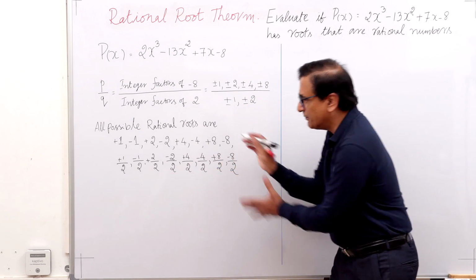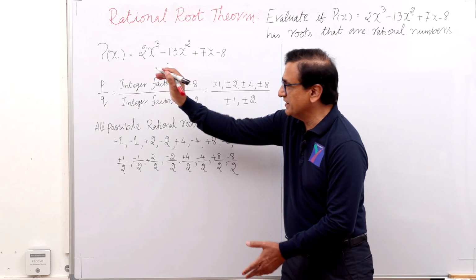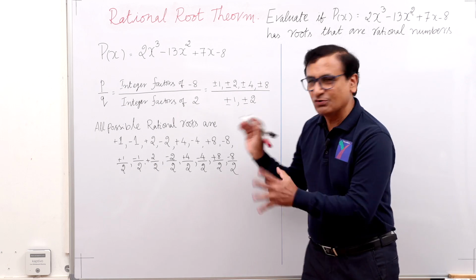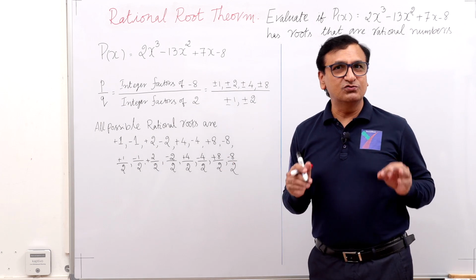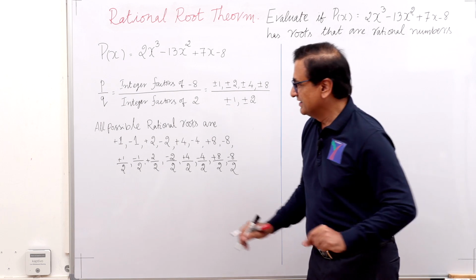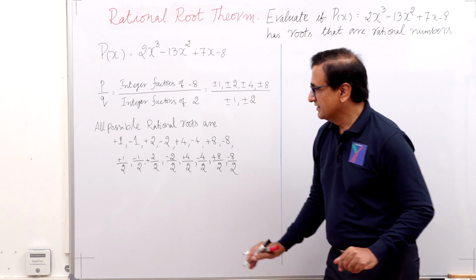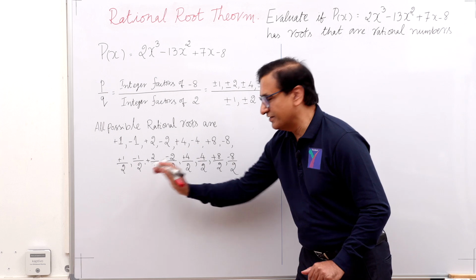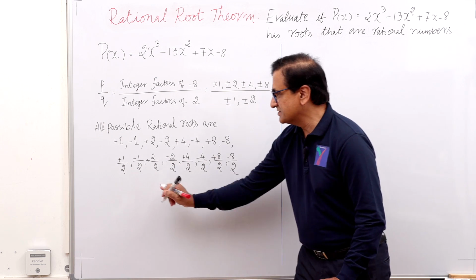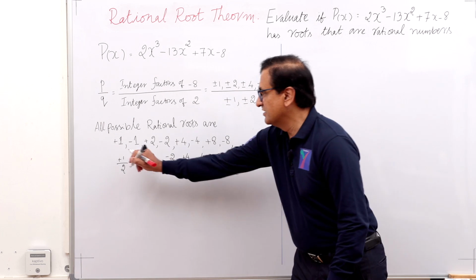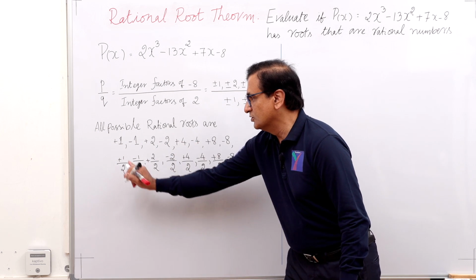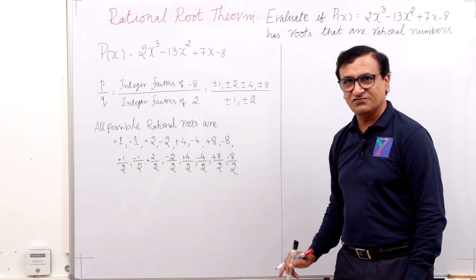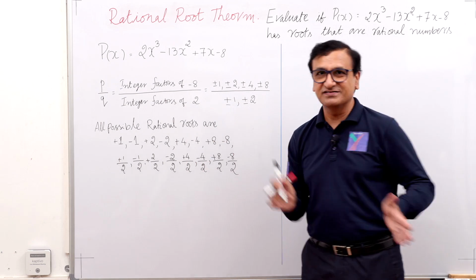Okay, so these are all the possible combinations of the ratio p divided by q. Let's look at these numbers. I'm going to explain what is meant by reducing p by q to its lowest term. Let's look at the numbers from 2 divided by 2 onwards. Because up to 2 divided by 2, that is plus 1, minus 1, plus 2, minus 2 and so on, up to plus 1 half and minus 1 half, they are unique, they are not repeated.